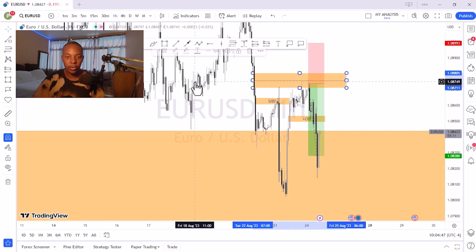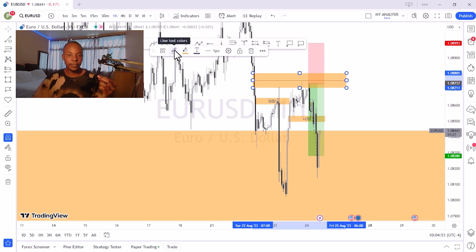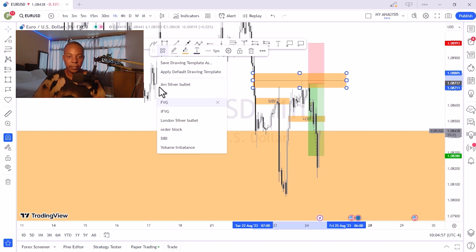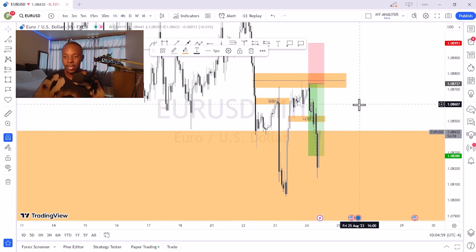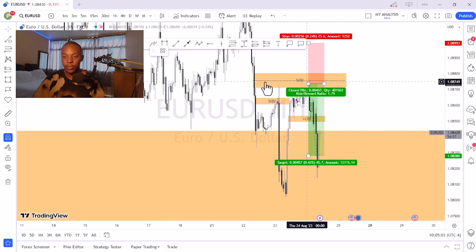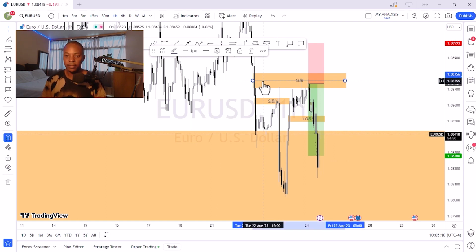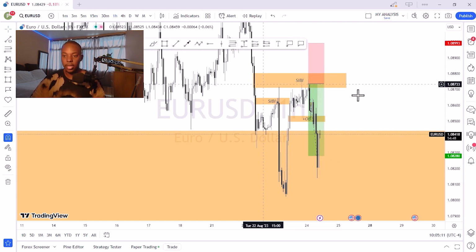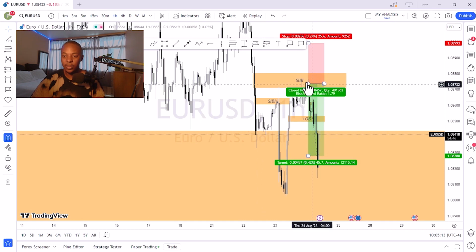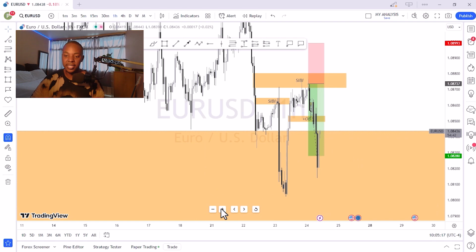Let me just mark that real quick. It's a 1 hour CB. As you can see, it went into the control encouragement, which is the 50% of that CB. That's where I took the sell. We went all the way down, but I didn't hit TP.